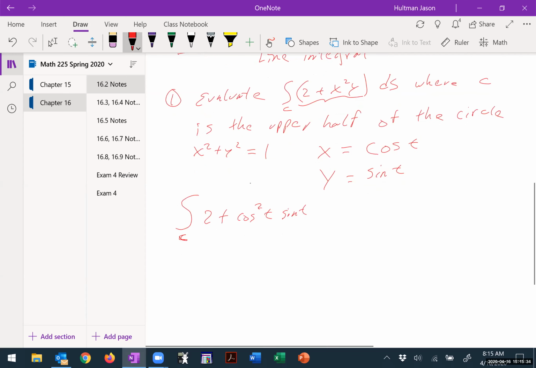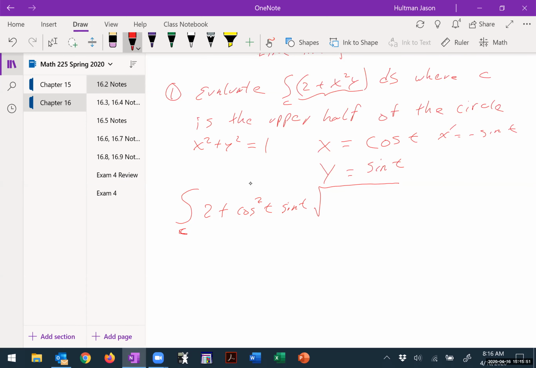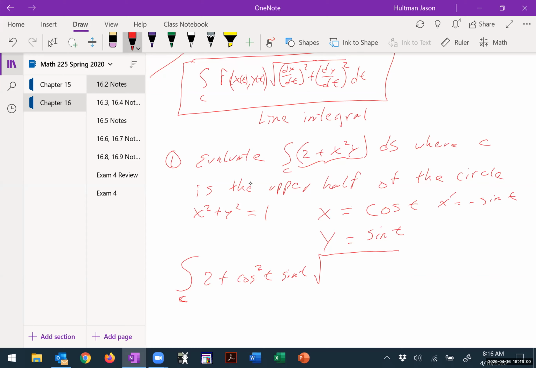Well, what's dx/dt? That's just x prime of t. What is x prime? That's negative sine t. Going back to the formula, dx/dt is x prime, which is negative sine t, and I'm going to put the squared on the outside just to emphasize that the negative gets squared and becomes positive.